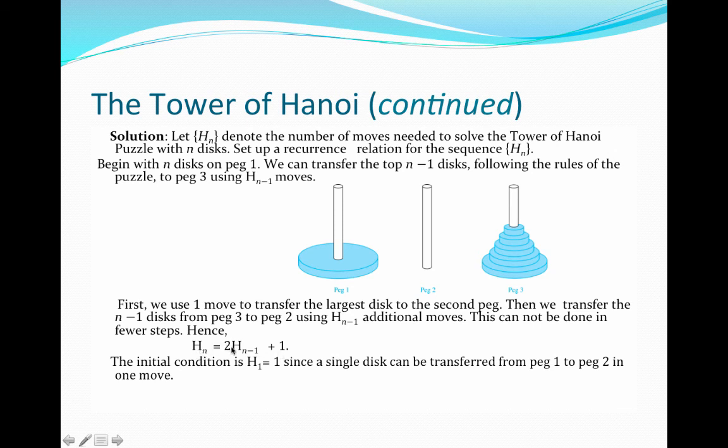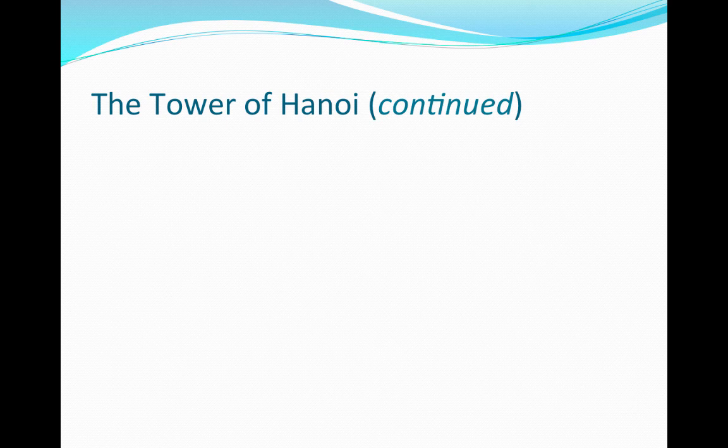So h sub 2 would be 2 times h sub 1 plus 1. 2 times 1 is 2, plus 1 is 3. So h sub 2 would be 3, and we could build up the values for our sequence in that way. But recall we actually want to solve this in general, so we want to find a closed formula for h sub n involving the index n, and we do this using the iteration method that we talked about before.